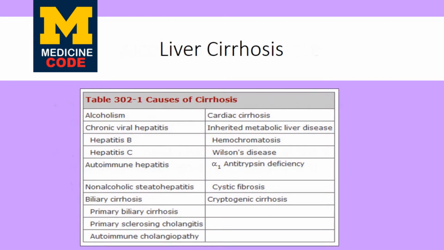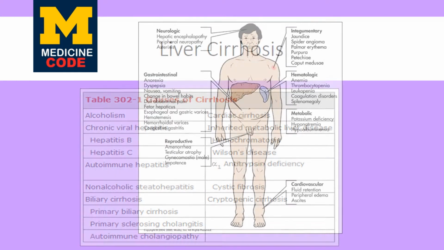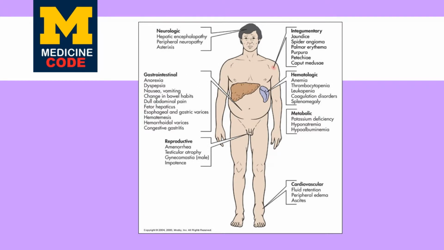This table lists the causes of liver cirrhosis, such as alcoholism, chronic viral hepatitis, biliary cirrhosis, and cardiac cirrhosis, among others. Manifestations of liver cirrhosis include neurologic, gastrointestinal, reproductive, cardiovascular, hematologic, and metabolic. Hematologic manifestations include anemia, thrombocytopenia, and splenomegaly. Cardiovascular manifestations include fluid retention, peripheral edema and ascites.